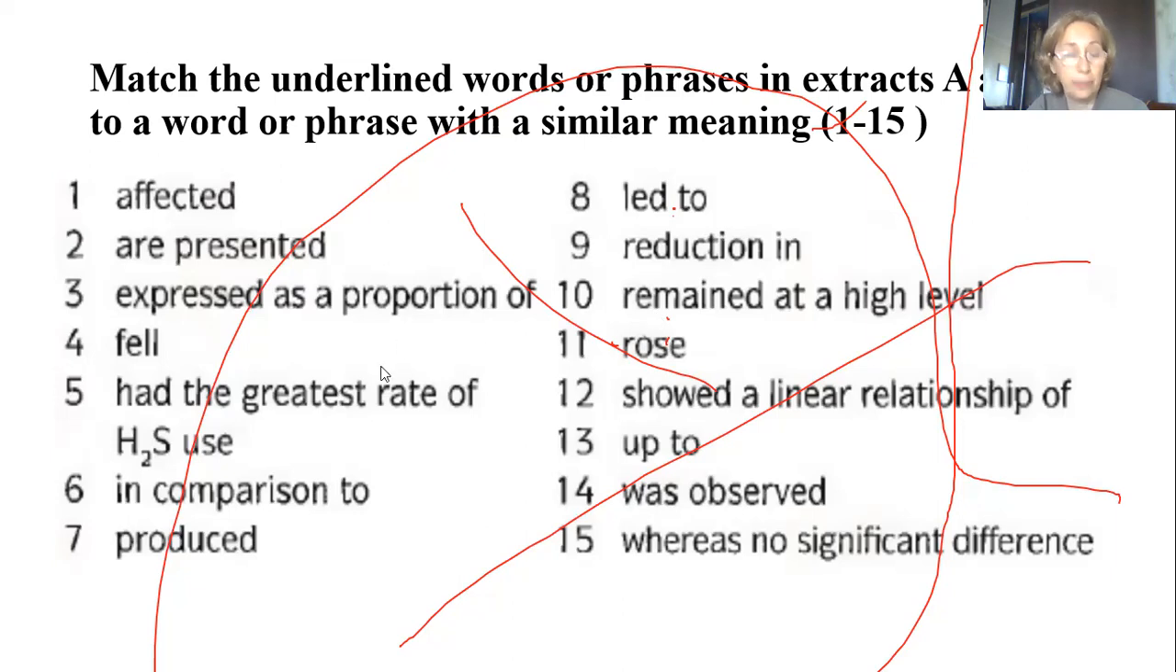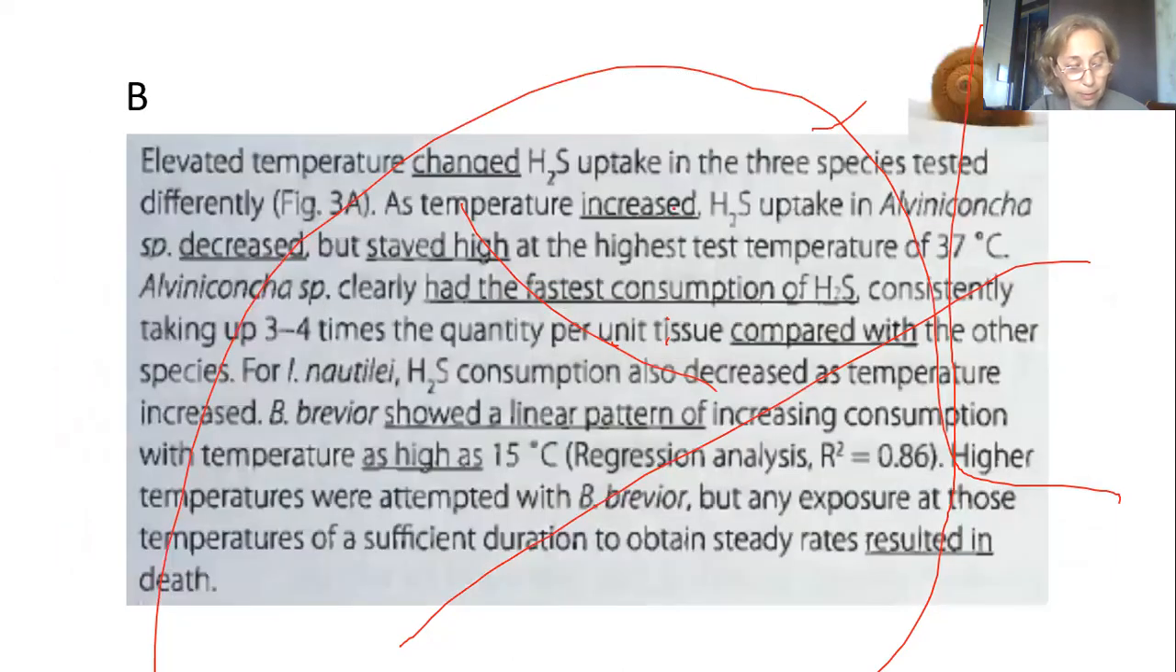Okay, Duman. Number 4 is fell. Fell. So, you know, go down. And here, what is the synonym for fell? Decrease? Decreased, yes, here it is.